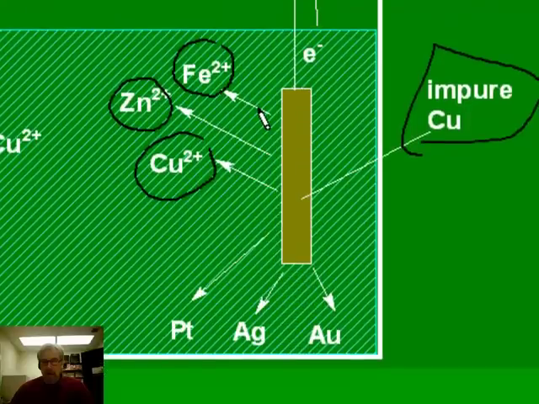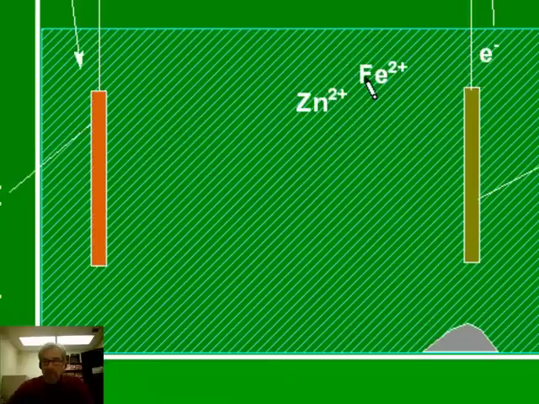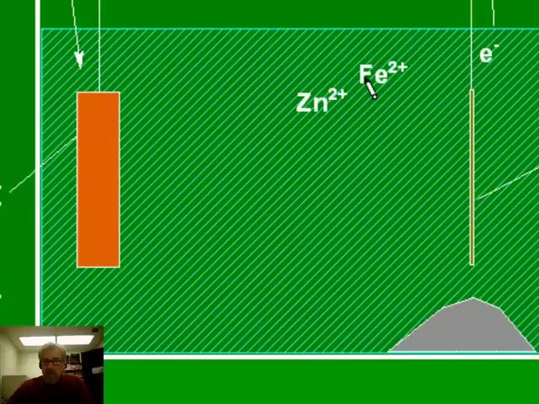However, they don't make the current source strong enough to oxidize platinum, gold, and silver. So those metals stay in their metallic form, don't ionize, and they just sort of fall off of the bar and collect at the bottom of the tank. Meanwhile, they have the current source set so it's just strong enough to reduce copper2+ to pure copper, and the zinc and the iron stay dissolved in the mixture. So as time goes on, the impure copper bar gets thinner and thinner, and the pure copper bar gets thicker and thicker.